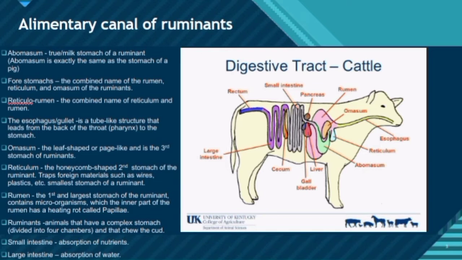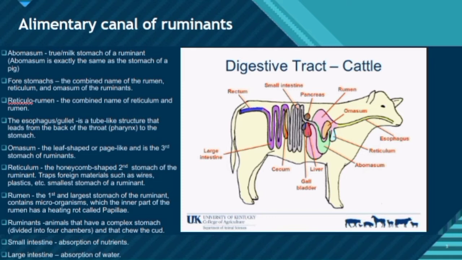As you can see on the definition, the rumen is the first and the largest stomach of the ruminant. It contains microorganisms. The microorganisms can be fungi, they can be viruses. There are four kinds of microorganisms. And then after it goes into the rumen, it goes out.